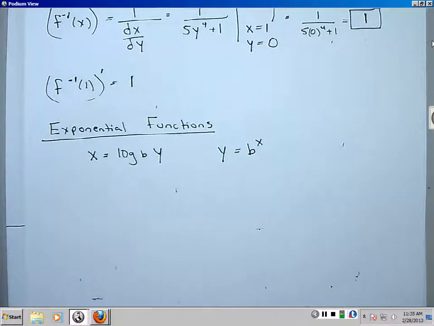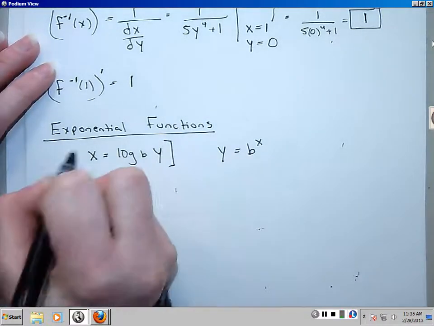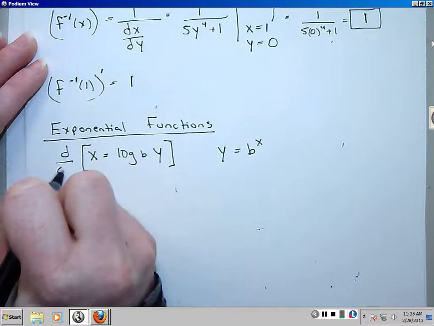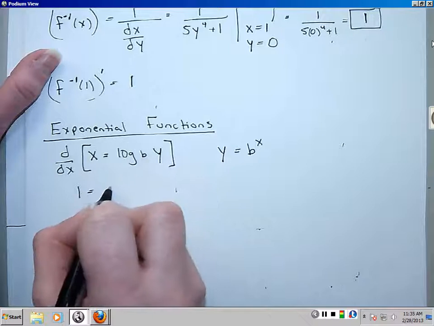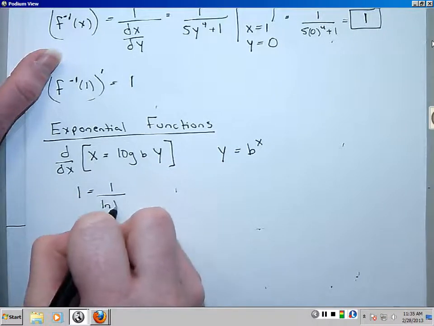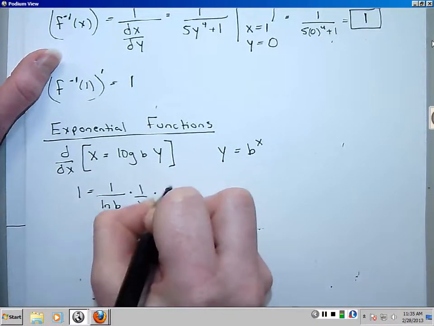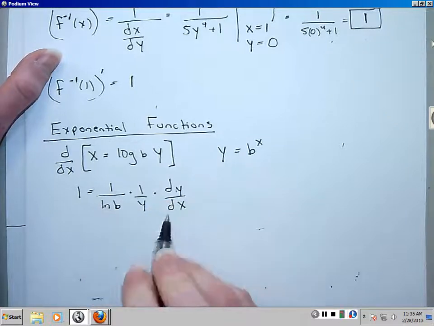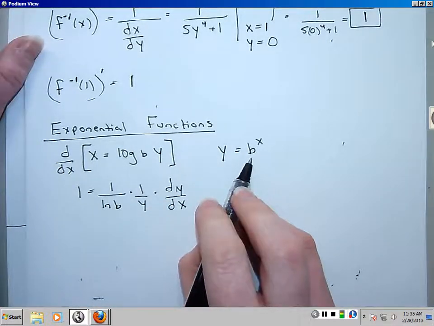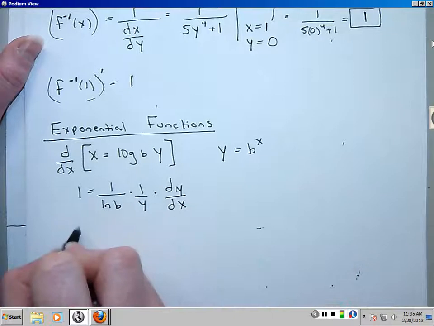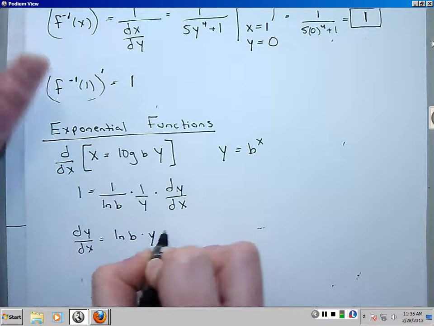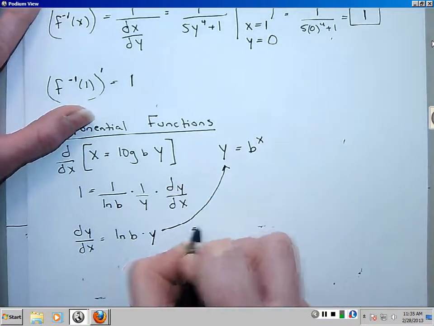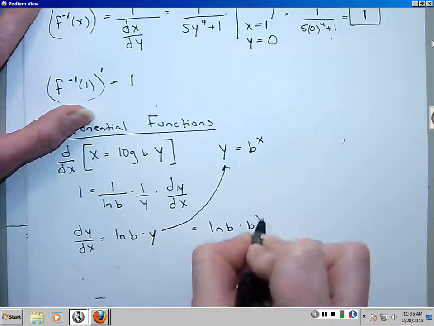And if I differentiate this function with respect to x, I get 1 equals log base b of y's derivative, which is 1 over ln of b times 1 over y times dy dx, right? dy dx is the derivative of b to the x. So if I solve for dy dx, I get ln of b times y. But y is this function, so I get ln of b times b to the x.